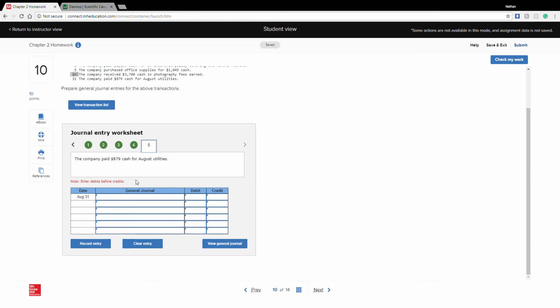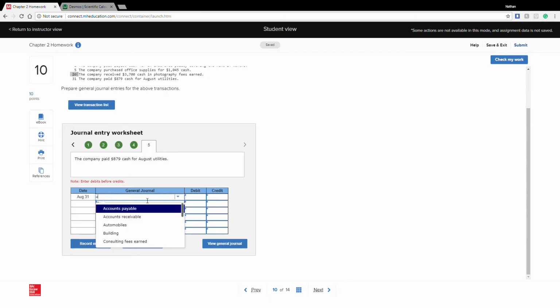So, last one. The company paid $879 cash for August utilities. Alright, so if you have to picture this, this is just paying a bill. So we lost ownership of cash. So we know cash is gone. So it's going to be credited. So we got to figure out the debit. We know it's going to be utilities. But since we've paid this bill, it is going to be utilities expense. Now if we just had the bill, that'll be utilities payable.